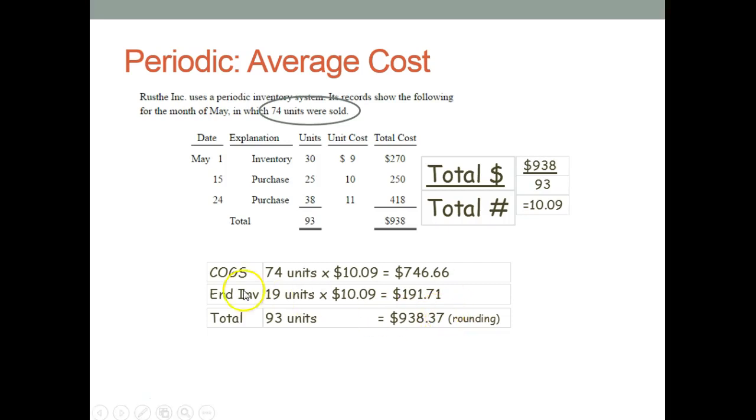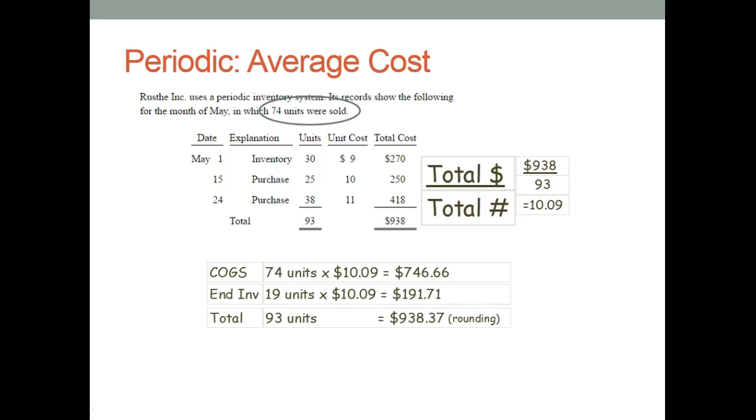For what's left, ending inventory, if we had 93 units, less 74 sold, that means we have 19 units left at $10.09 equals $191.71. Now again, I can check my totals. Cost of goods sold plus ending inventory in units equals 93 units. I'm good there. But my dollars are going to be off just a little. I should have $938 and I have $938.37. And you can see I noted there, that's okay. It's rounding.